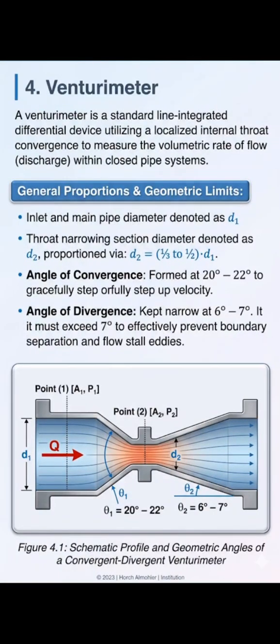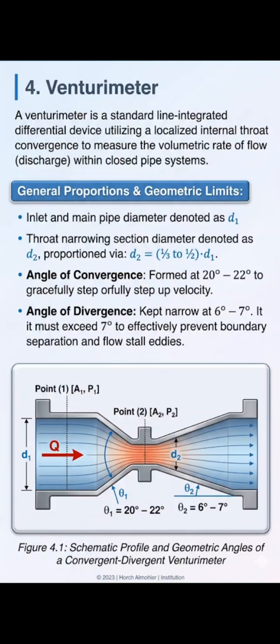Venturimeter. A venturimeter is a standard inline differential device utilizing a localized internal throat convergence to measure the volumetric rate of flow within a closed pipe system. General properties and geometric limits. Inlet and main pipe diameter denoted as D1, throat narrowing section diameter denoted as D2, with the proportion D2 equal to one third or one half of D1.